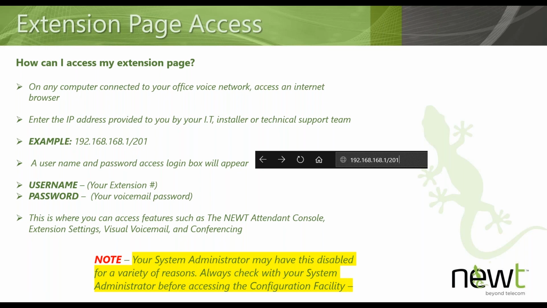So if you're in the office, or you're working remotely and you have what's called a VPN set up, so that you have access to network resources at the office, access your internet browser. You bring up your internet browser and type in an IP address. The little black box here on the right-hand side shows you an example of an IP address, 192.168.168.1. Okay, so that's not going to be your IP address, but that's just an example.